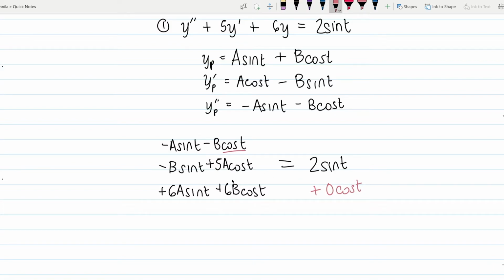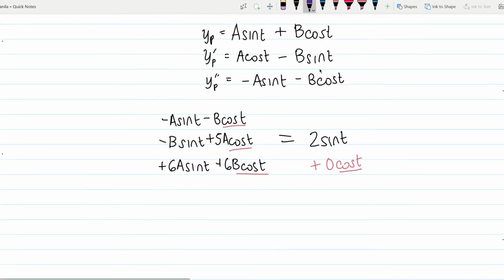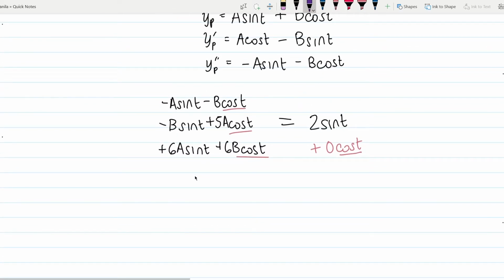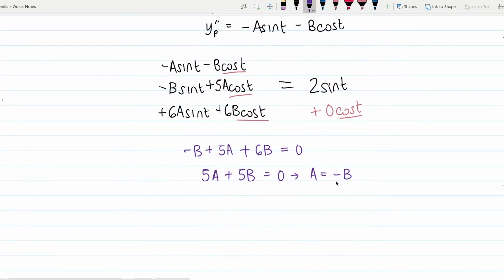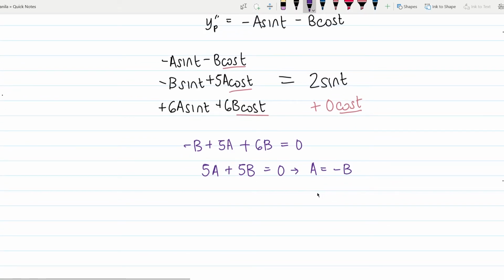And so, we see here all the cosine t's, and then we're going to equate them. What happens is, minus b plus 5a plus 6b is equal to 0, right? So let's just simplify. Minus b plus 6b, that's going to be 5a plus 5b is equal to 0. And that's going to lead us to believe that a is equal to negative b. So that's a really useful relationship, right?